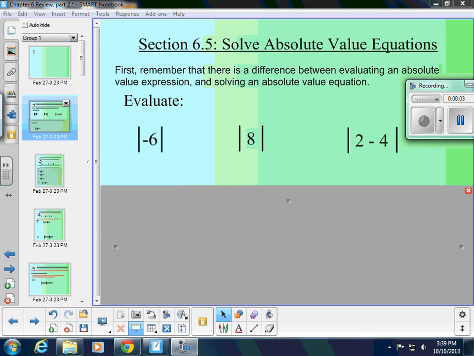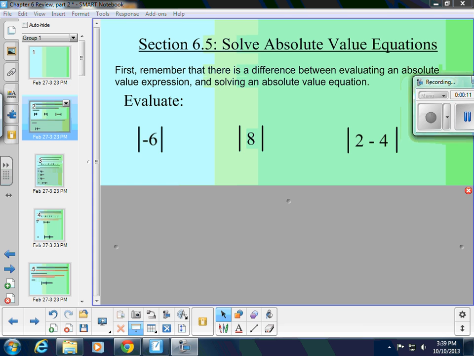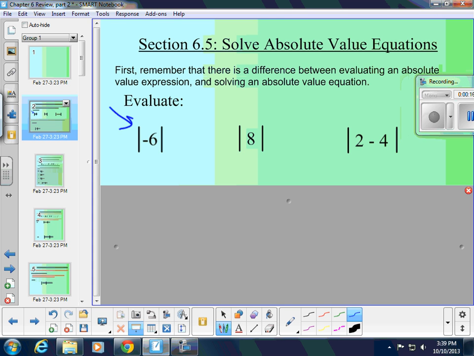Today's lesson is on section 6.5, solve absolute value equations. We've dealt with absolute value in the past. One thing to remember about absolute value, what does it look like in a problem, is these two long lines here around a number or around an expression.